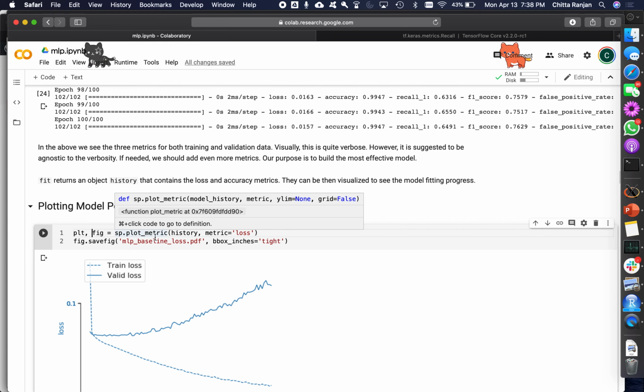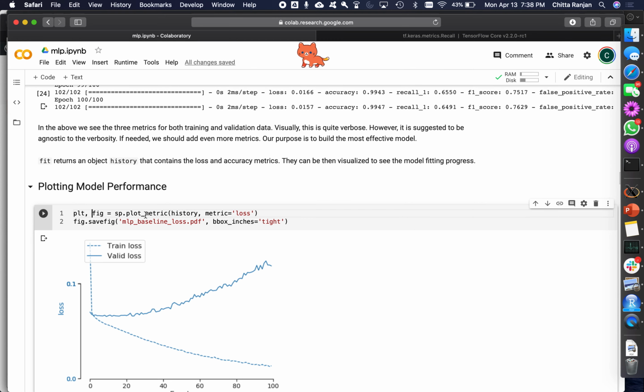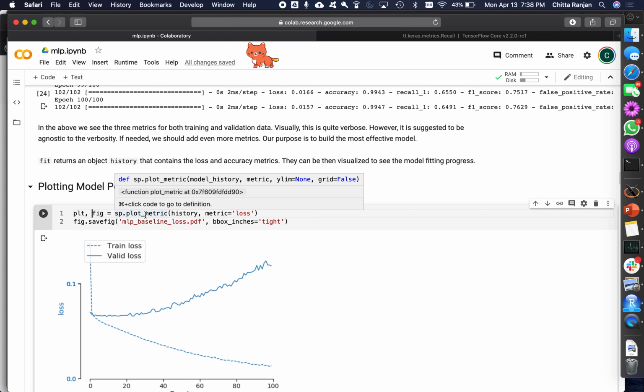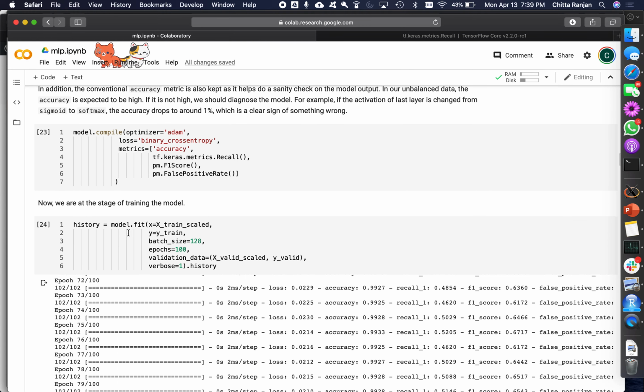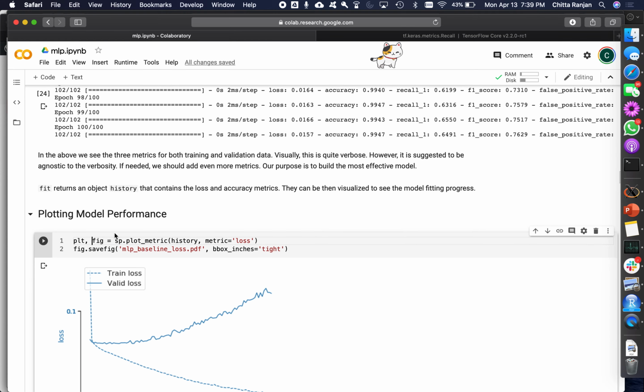For plotting, I have created a custom function. You can plot directly as well. Because I have to do this plotting multiple times, I chose to write a custom function that I can reuse over and over again. When I did the model fit, I stored the model fit output in an object history. History contains all the values of my metrics and loss function during the training time. Now I can plot it here directly by passing history to these plot functions.